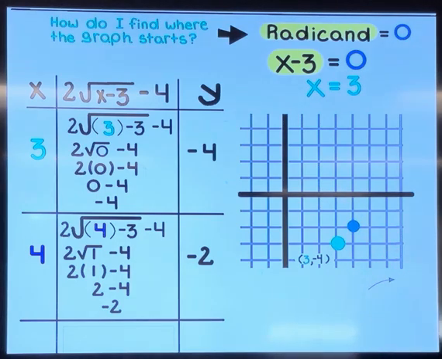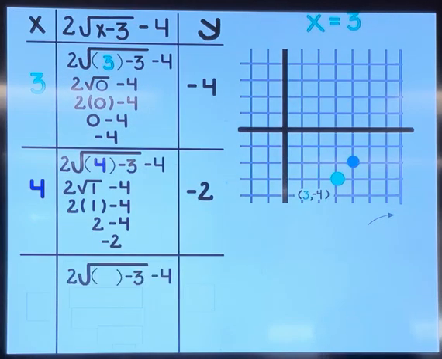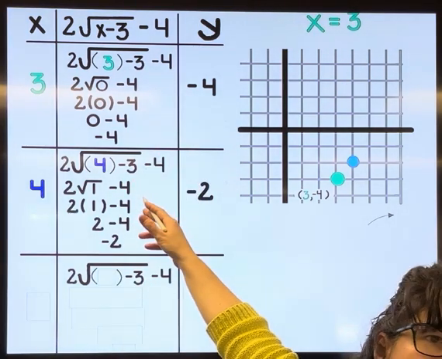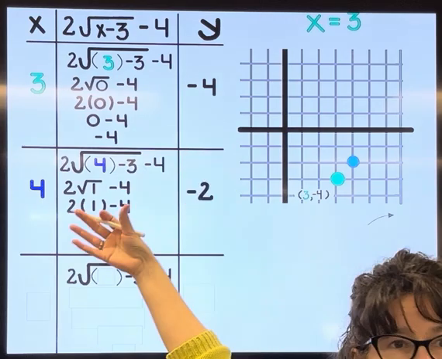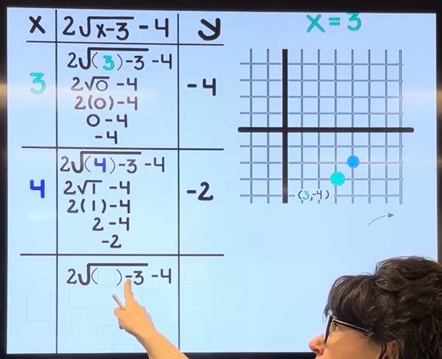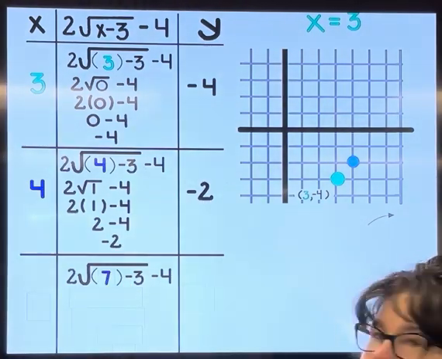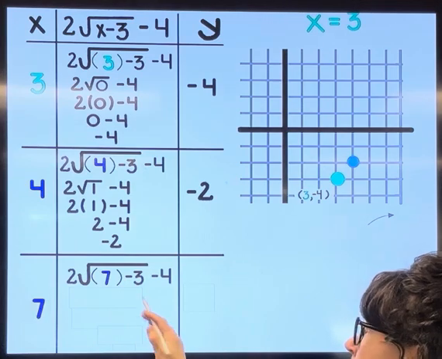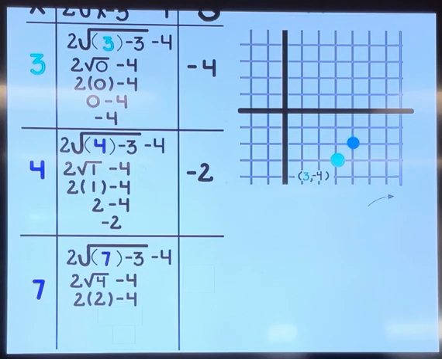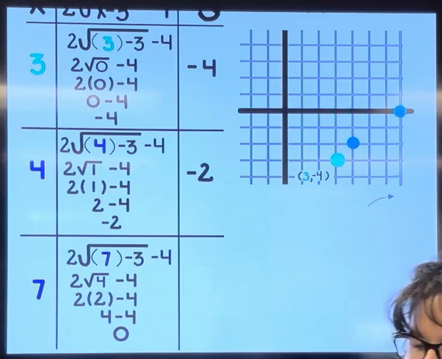Okay, I'm going to need to plug in one more. So substituting another number, I've used 4. The square root of 0 is easy, the square root of 1 is easy. The square root of 4 would be easy because 2 times 2 is 4. So thinking of a number that would make the answer be 4, that would be 7. So I'm going to go with 7. 7 minus 3 is 4. The square root of 4 is 2. 2 multiplied by 2 is 4, and 4 minus 4 is 0. So I have one more point here. So I'm going to go right 7: 1, 2, 3, 4, 5, 6, 7, up 0.